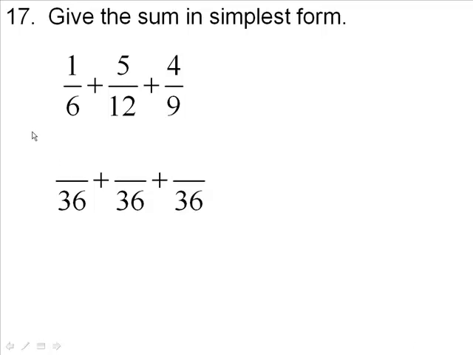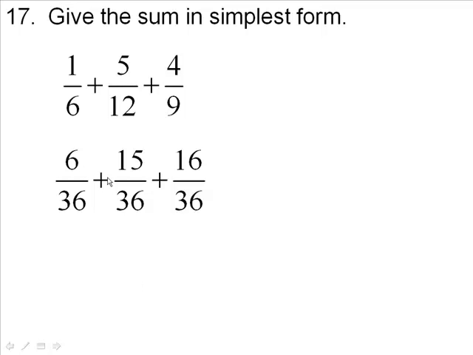Now, I'm going to make 1/6 into 36ths. When I have 36, by the way, I have like fractions here. 6 goes into 36 6 times. 6 times 6 is 36. 6 times 1 is 6. 12 goes into 36 3 times. 3 times 12 is 36. 3 times 5 is 15. 9 goes into 36 4 times. 4 times 9 is 36. 4 times 4 is 16.